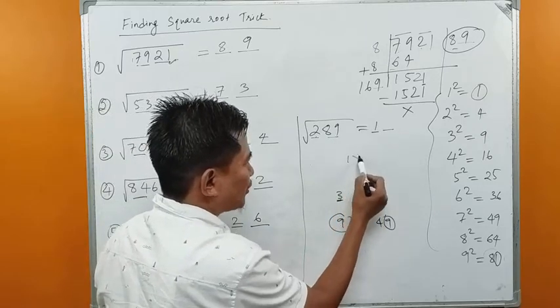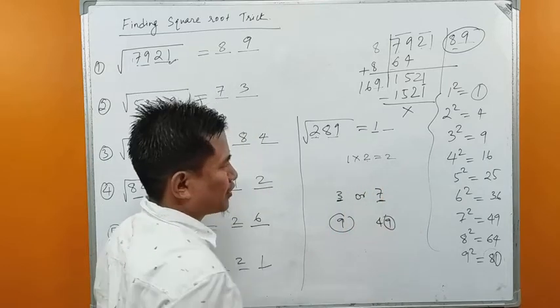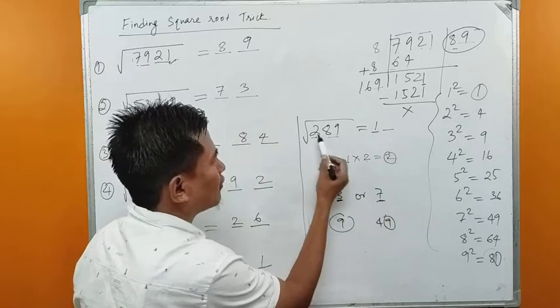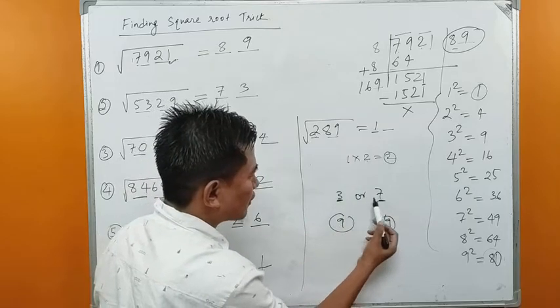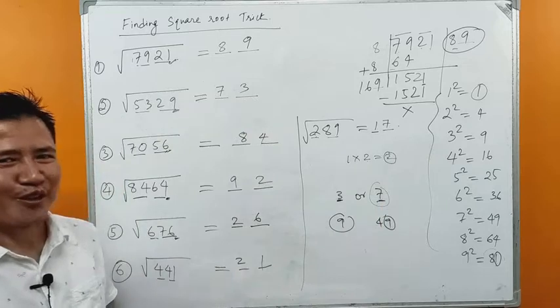Now 1 into the next number after 1, which is 2. 1 into 2 is 2, isn't it? This 2 and this 2 are both equal. That means we prefer the greater number among these two numbers. Which is the greater? 7. So we write 7 here. So I hope you got this.